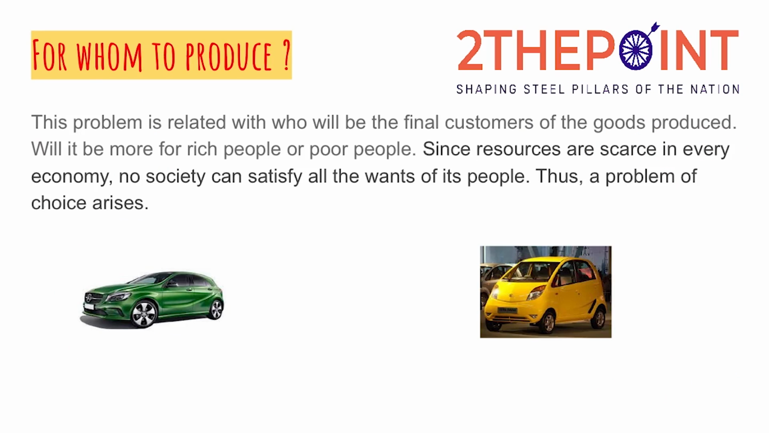Now moving on to the next slide and the next question, that is for whom to produce. After we have decided what to produce and how to produce, now we have to decide what will be the target audience for the goods that are produced in an economy. Whether the goods will be for the rich people or for the poor people. And accordingly, we'll decide how we market them. Since the resources are scarce in every economy, no society can satisfy all the wants of the people, and thus the problem of choice arises.